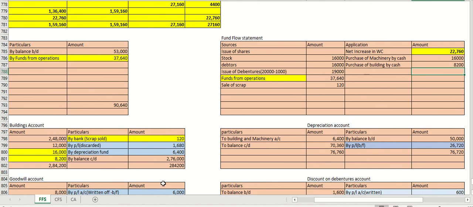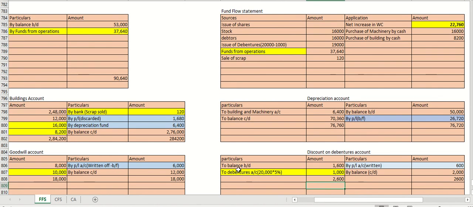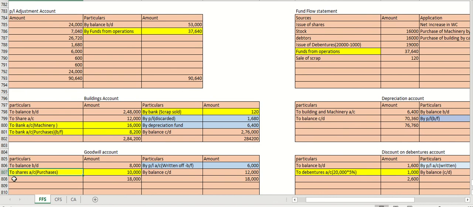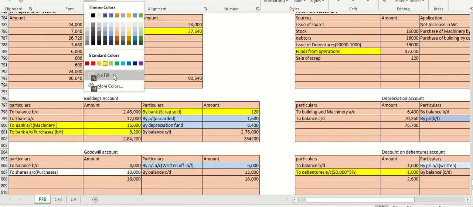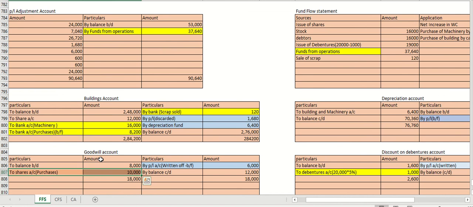So next is your depreciation account. So nothing will be taken from your depreciation. Discount account, so to debentures which we have taken it as 1,000. Next is your goodwill account. So if you see to shares account, 10,000. So to shares account purchases, which we will not account it in your fund flow statement because it is to shares, not to bank.